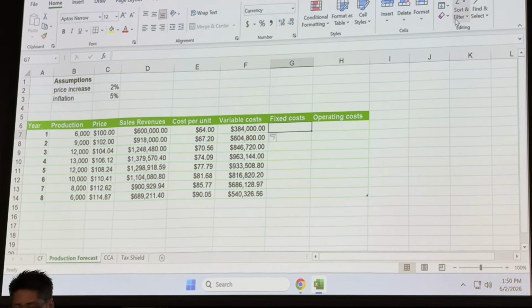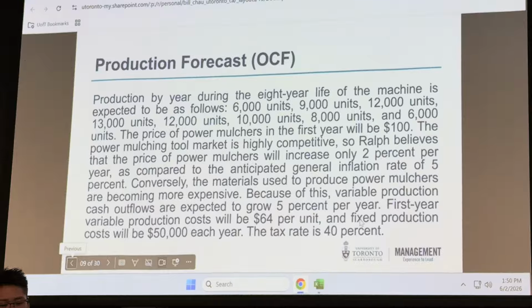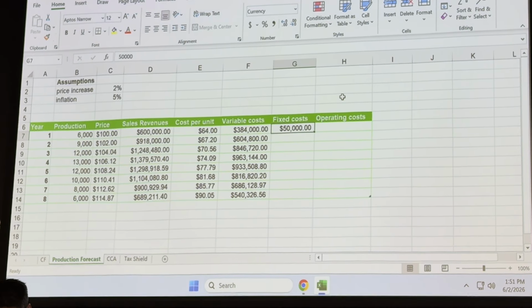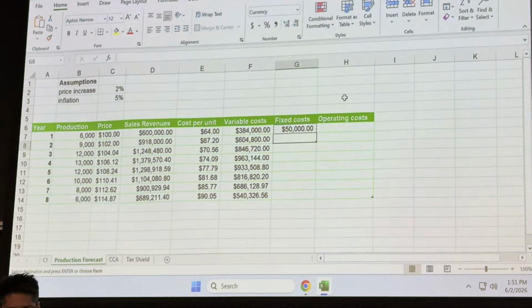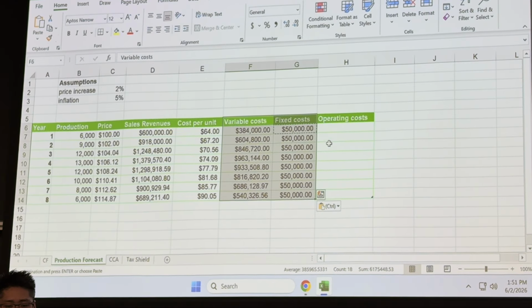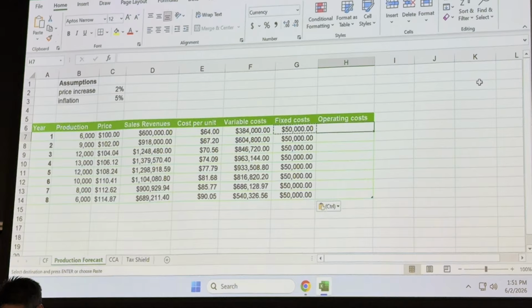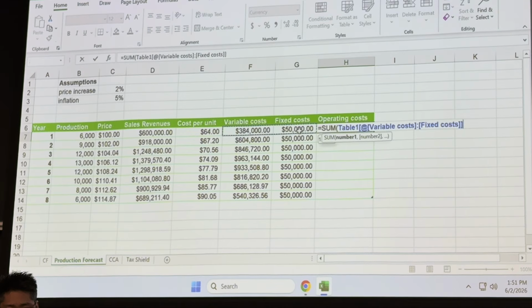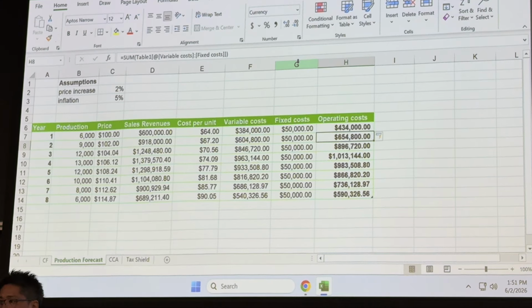Fixed costs. What about the fixed costs? It is mentioned in the case. The fixed costs will be $50,000 each year. So all I have to do is put 50,000 and just paste 50,000 across. All in all, I got variable costs, I got fixed costs, so the total operating cost of that will be the sum of these two. Okay, done.